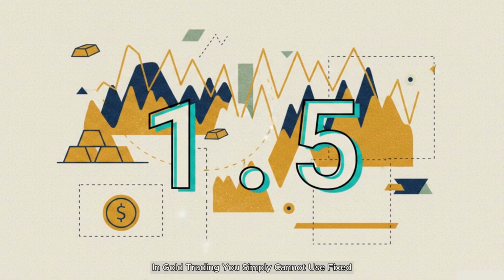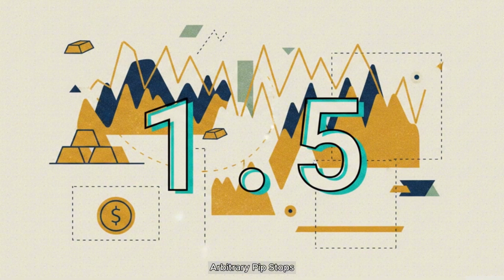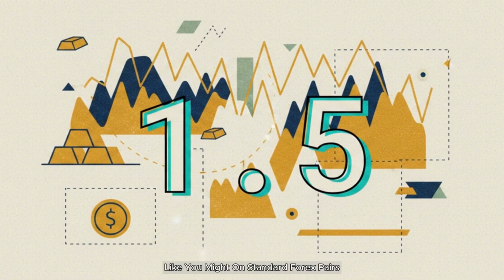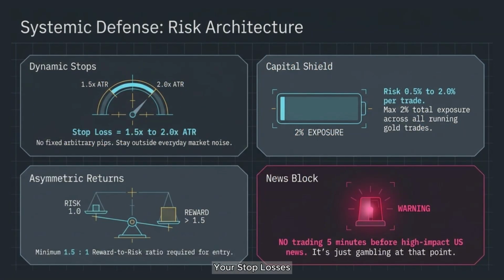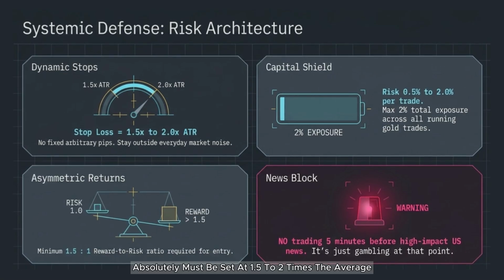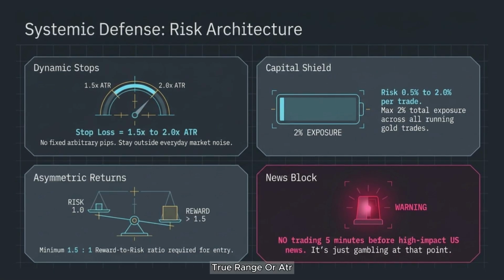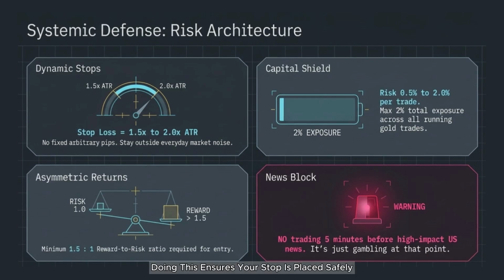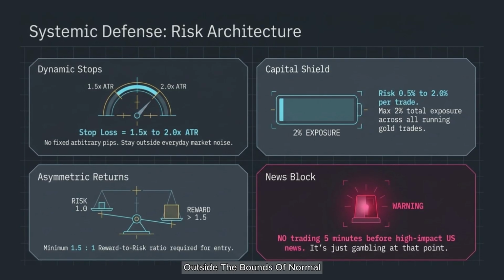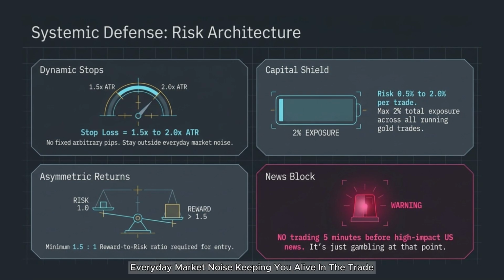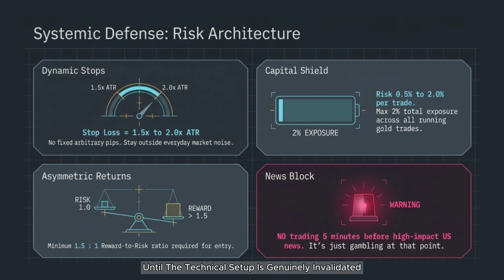In gold trading, you simply cannot use fixed, arbitrary pip stops like you might on standard forex pairs. Because gold moves so wildly, your stop losses absolutely must be set at 1.5 to 2 times the average true range, or ATR. Doing this ensures your stop is placed safely outside the bounds of normal, everyday market noise, keeping you alive in the trade until the technical setup is genuinely invalidated.